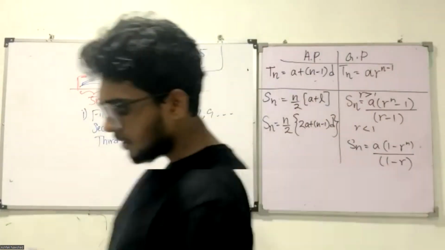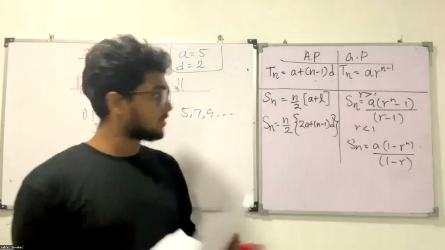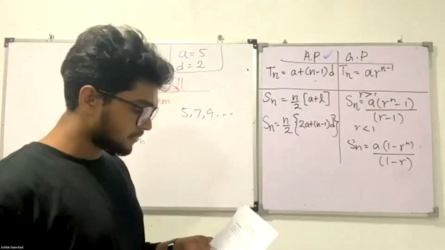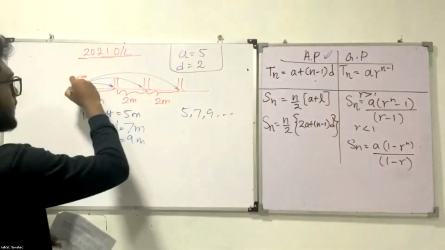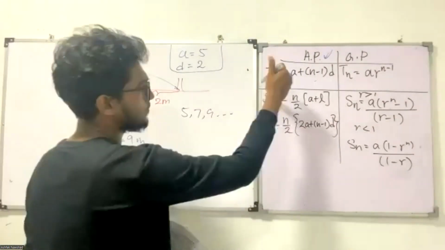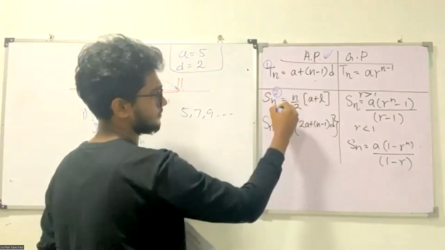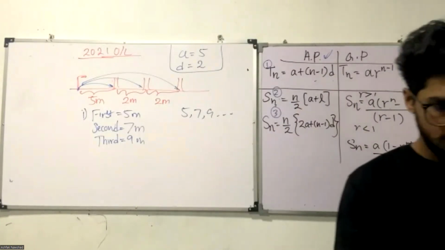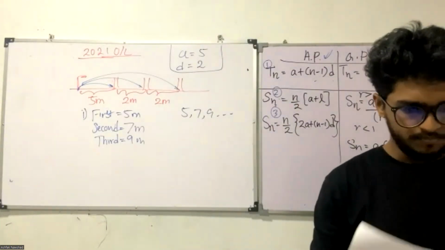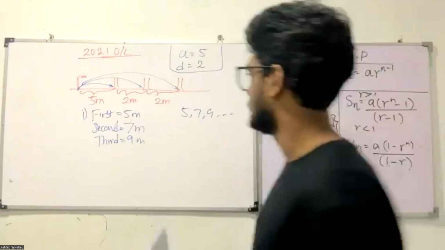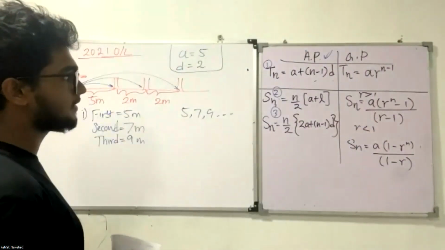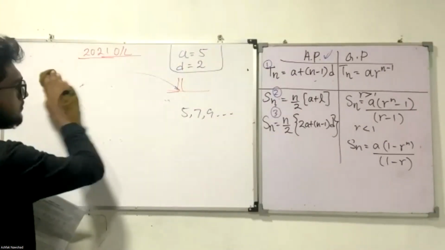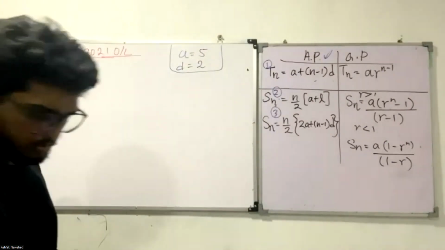Let's see. How far is the 8th flowering bush? Now we know this is an arithmetic progression question and they are asking for the distance from the tap to the 8th bush. Which formula are we going to use? Yeah, the first one. So we need to find T8.